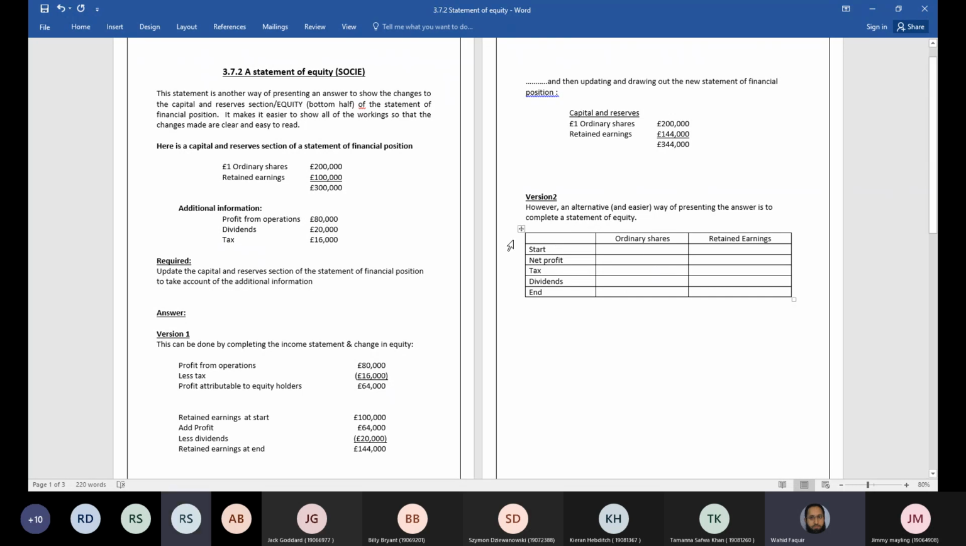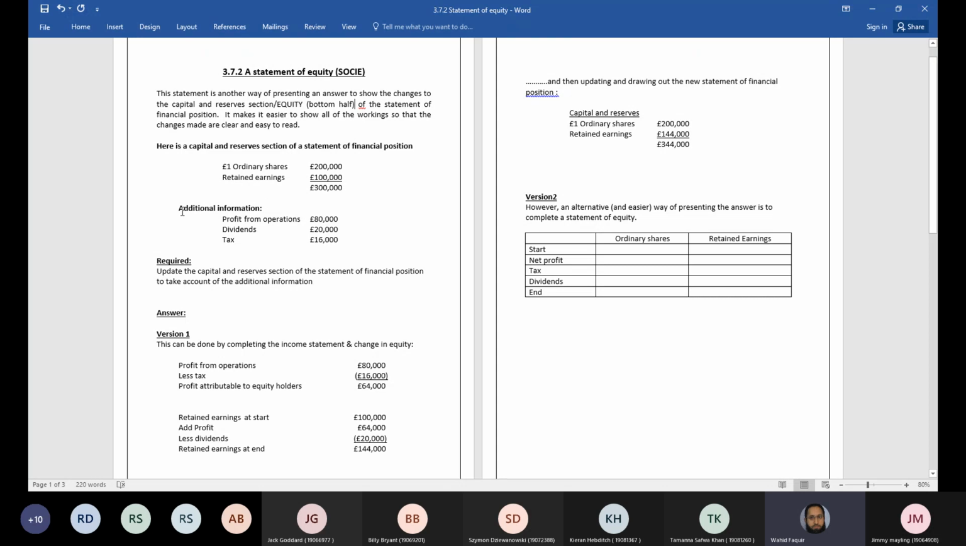Here we're going to look at a very simple one. Right, so they're going through a quick example here. This is the equity section or capital and reserve section of the statement of financial position, same thing. They've simplified it. They've only got two things going on here. You've got your ordinary shares and you've got your retained earnings. Okay. We know retained earnings is basically a calculation amending net profit.